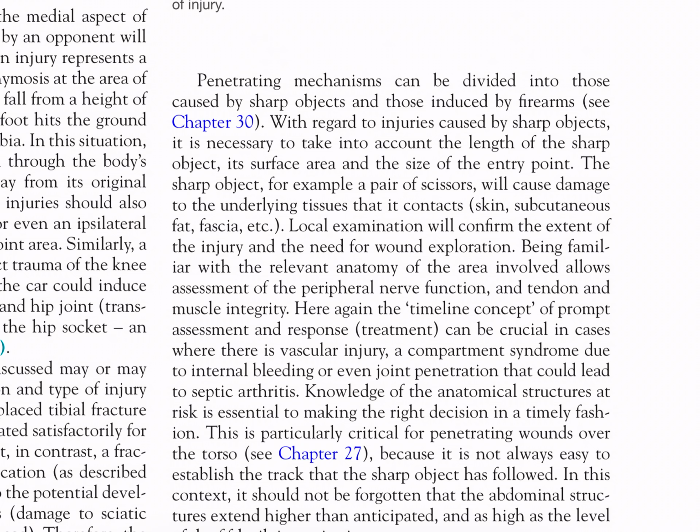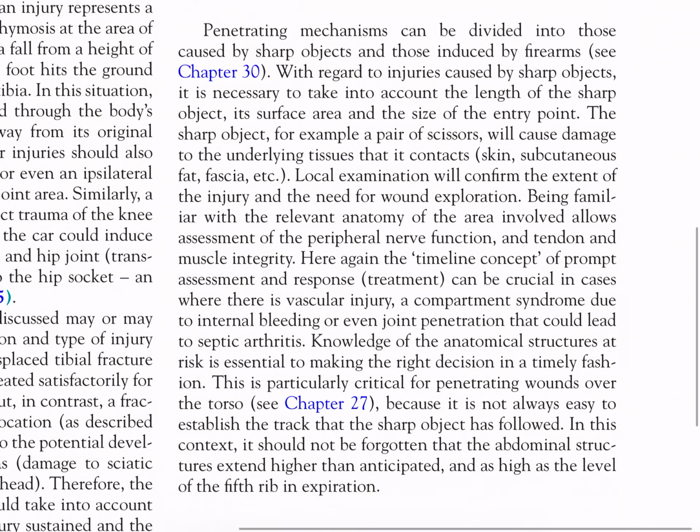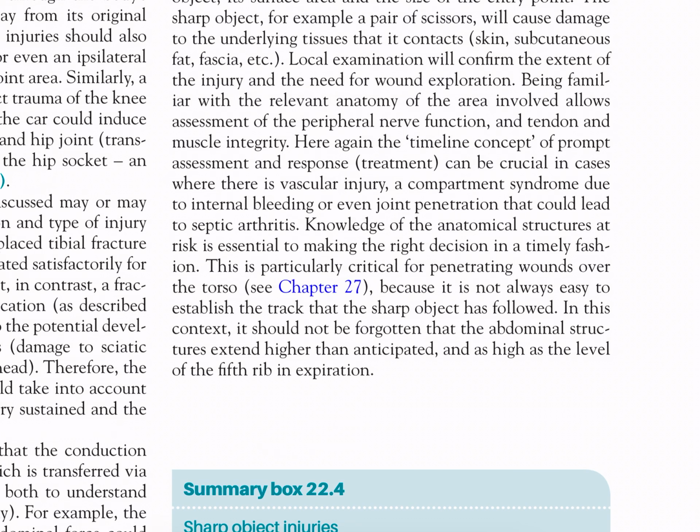Being familiar with the relevant anatomy of the area involved allows assessment of the peripheral nerve function and tendon and muscle integrity. Here again, the timeline concept of prompt assessment and treatment response may be crucial in cases where there is vascular injury, compartment syndrome due to internal bleeding, or even joint penetration that could lead to septic arthritis. Knowledge of the anatomical structures at risk is essential to make the right decision in a timely fashion. This is particularly critical for penetrating wounds over the torso, because it is not always easy to establish the track that the sharp object has followed. In this context, it should not be forgotten that the abdominal structures extend higher than anticipated and as high as the level of the fifth rib in expiration.